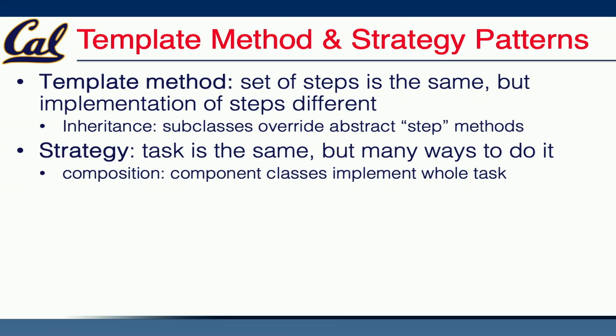So we're not going to have necessarily an HTML report class that inherits from a report or a CSV report class that inherits from a report. We're going to have an HTML formatter class or a CSV formatter class. The related pattern is a strategy pattern. And the strategy pattern is a little bit more flexible, but the idea here is the task that we're trying to do is the same, but there are many possible implementations for that class.